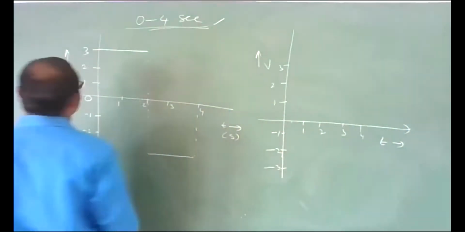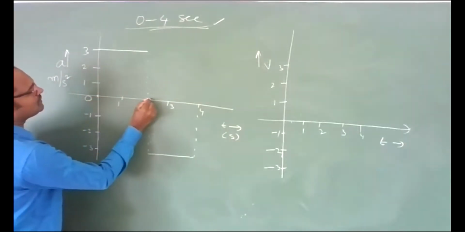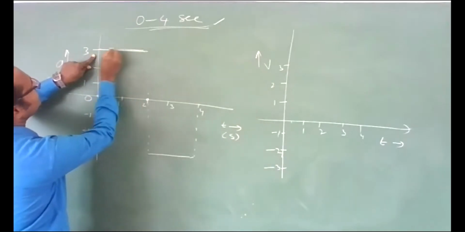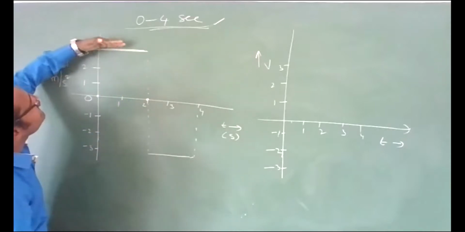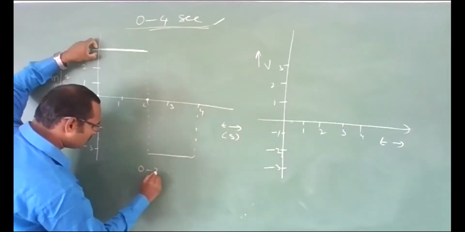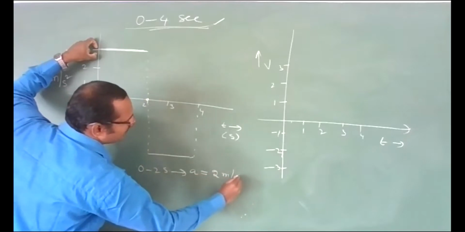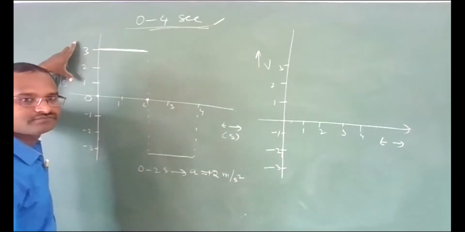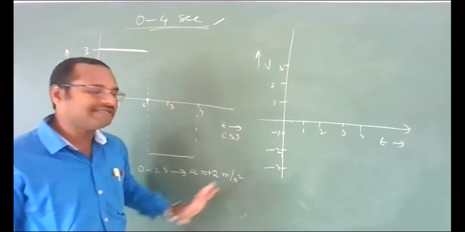See, listen carefully. This type of question is also important. First, from 0 to 2 seconds, what happened? There is an acceleration. This line shows straight line parallel to time axis, means acceleration is constant. That means 0 to 2 seconds, acceleration is equal to 2 meter per second square. It is constant, and that too positive because it is in upward graph.